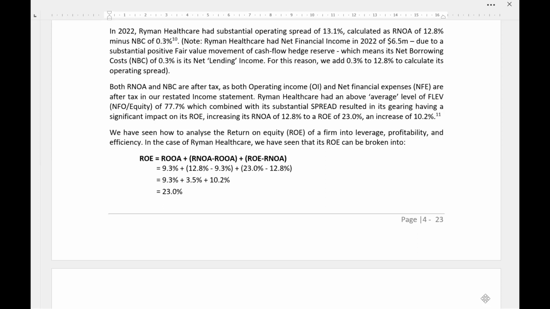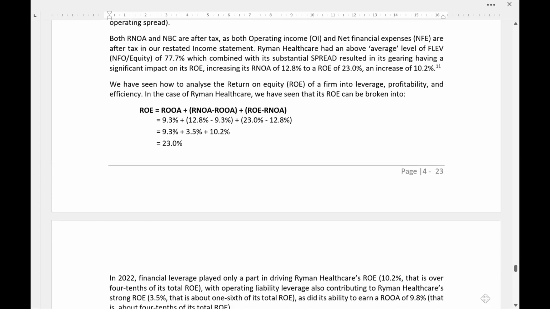Ryman Healthcare had an above average level of financial leverage, NFO, net financial obligations divided by equity, of 77.7%, which combined with its substantial spread resulted in its gearing having a significant impact on its return on equity, increasing its return on net operating assets of 12.8% to a return on equity of 23.0%, an increase of 10.2%.